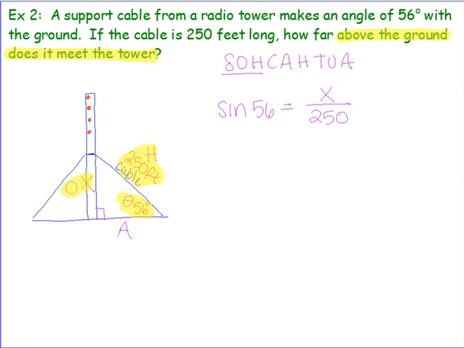So now we need to finish solving. We need X by itself. That means that this dividing by 250 needs to go away. The opposite of dividing is multiplying. Those cancel. So you are typing in your calculator 250 times sine of 56. And if you type that in the calculator and you round appropriately, you should get 207.3, and our units are feet.